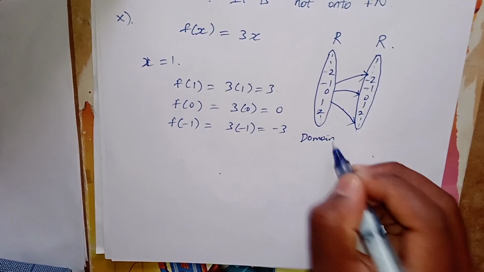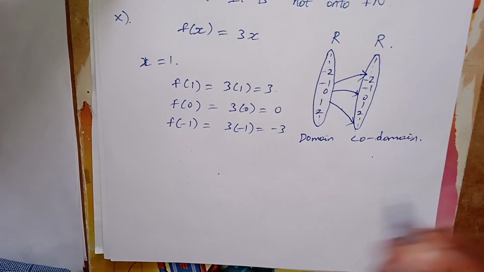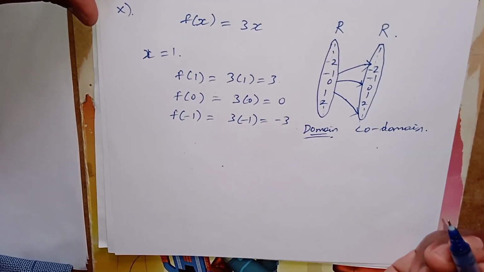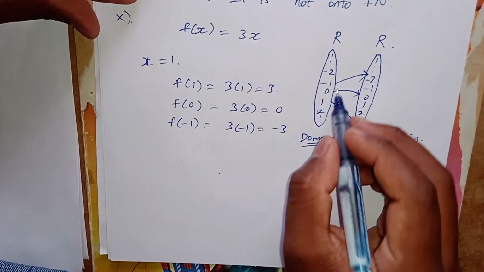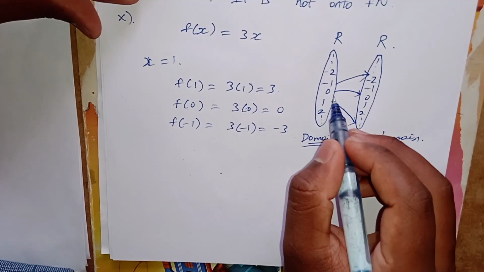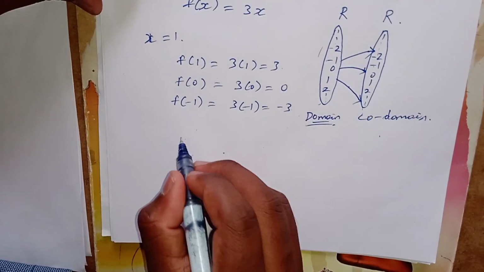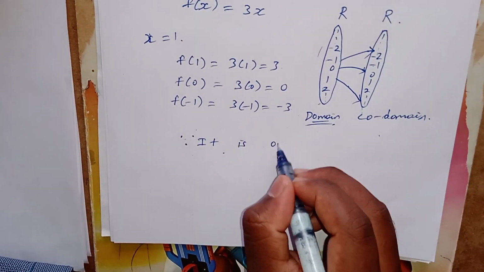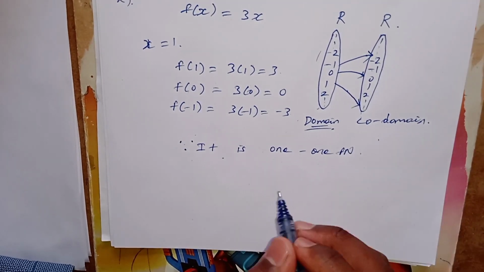Next, domain, codomain. Okay, checking whether it is a one-one function, you should see the domain. Here I am seeing the domain. Every term has its own image. Then here it is a one-one function. Okay, clearly.